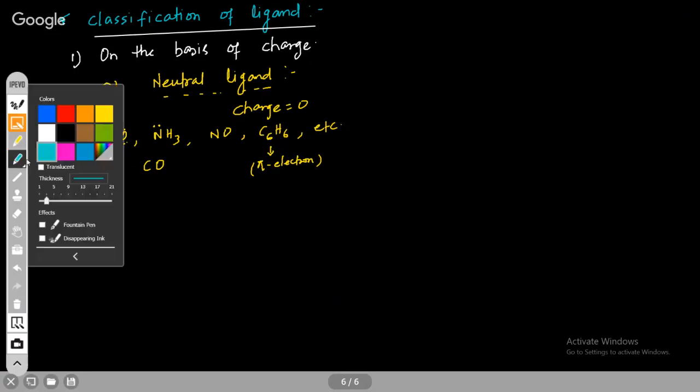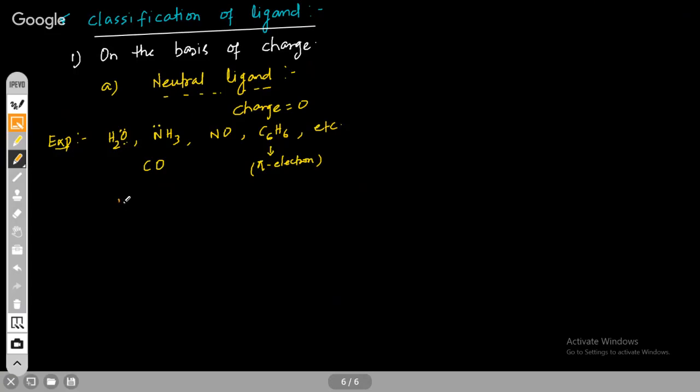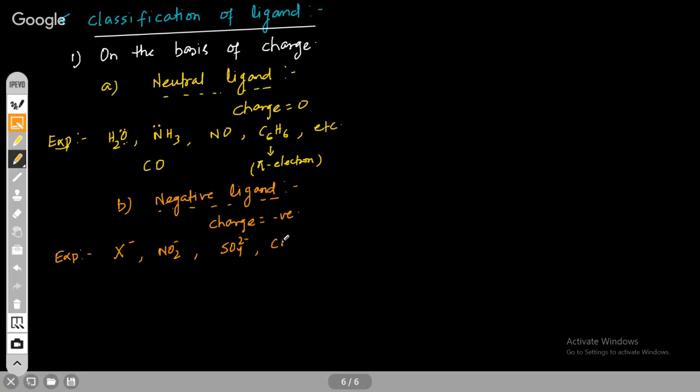Second type you see, B, the second type we have is negative ligand. Again, I am telling you, this charge you must remember because later on we have to find out the oxidation state of the metal. For that, the charge is required. Negative ligand has negative charge on it. For example, we can have halide ion as the negative ligand. We can have NO2 minus, nitrite ion, SO4 2 minus, CN minus, OH minus, etc. All these are negative ligands.